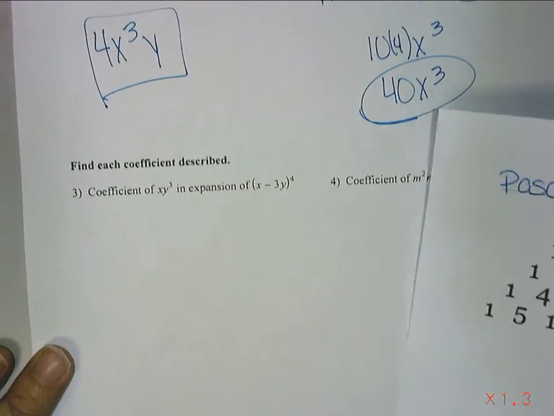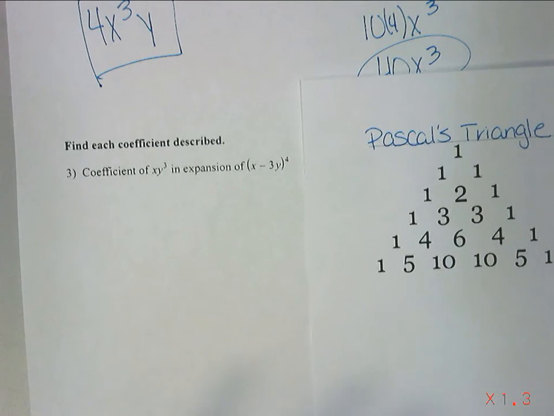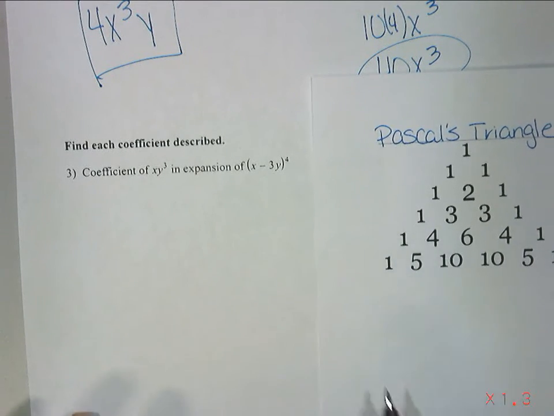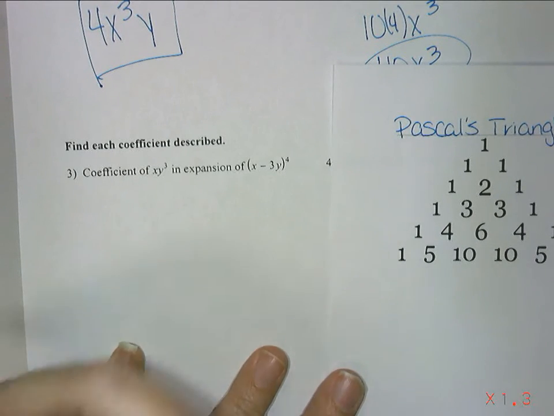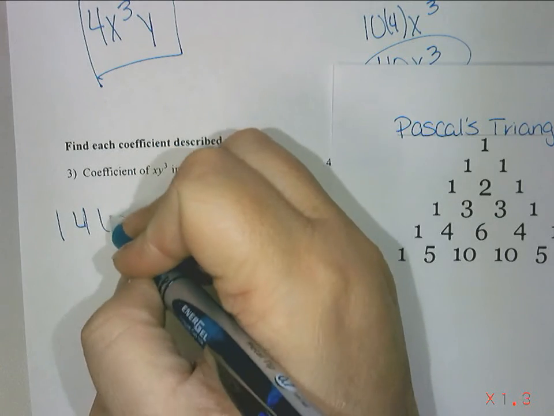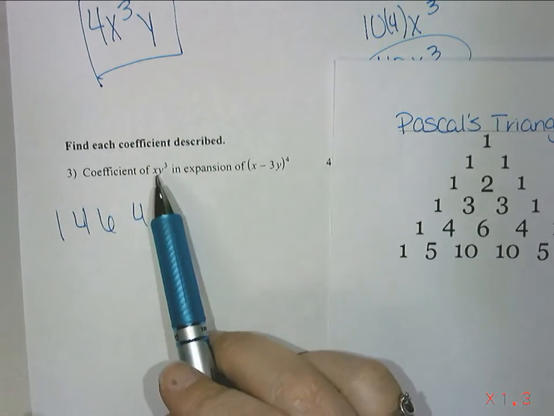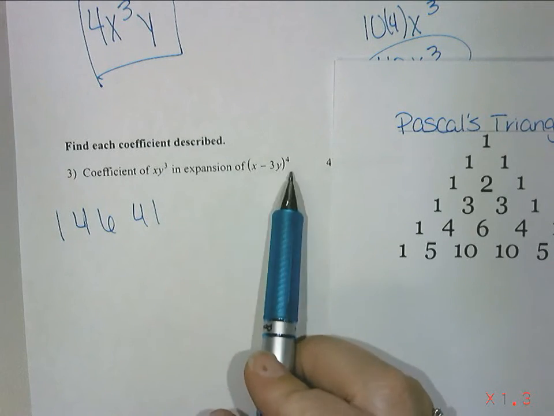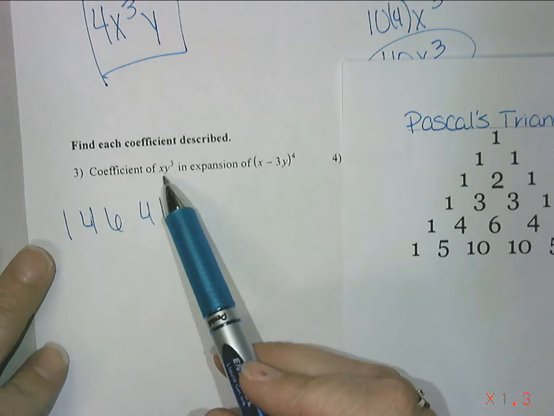Okay, now at the very bottom, we just want to know the coefficient of the term described. So if this is the fourth, that means we're going to be in this row with the 1, 4, 6, 4, 1. So 1, 4, 6, 4, 1. Those are our coefficients. And we want to know what it is with x and then y to the third. Well, we can just start writing out what the pattern would be.